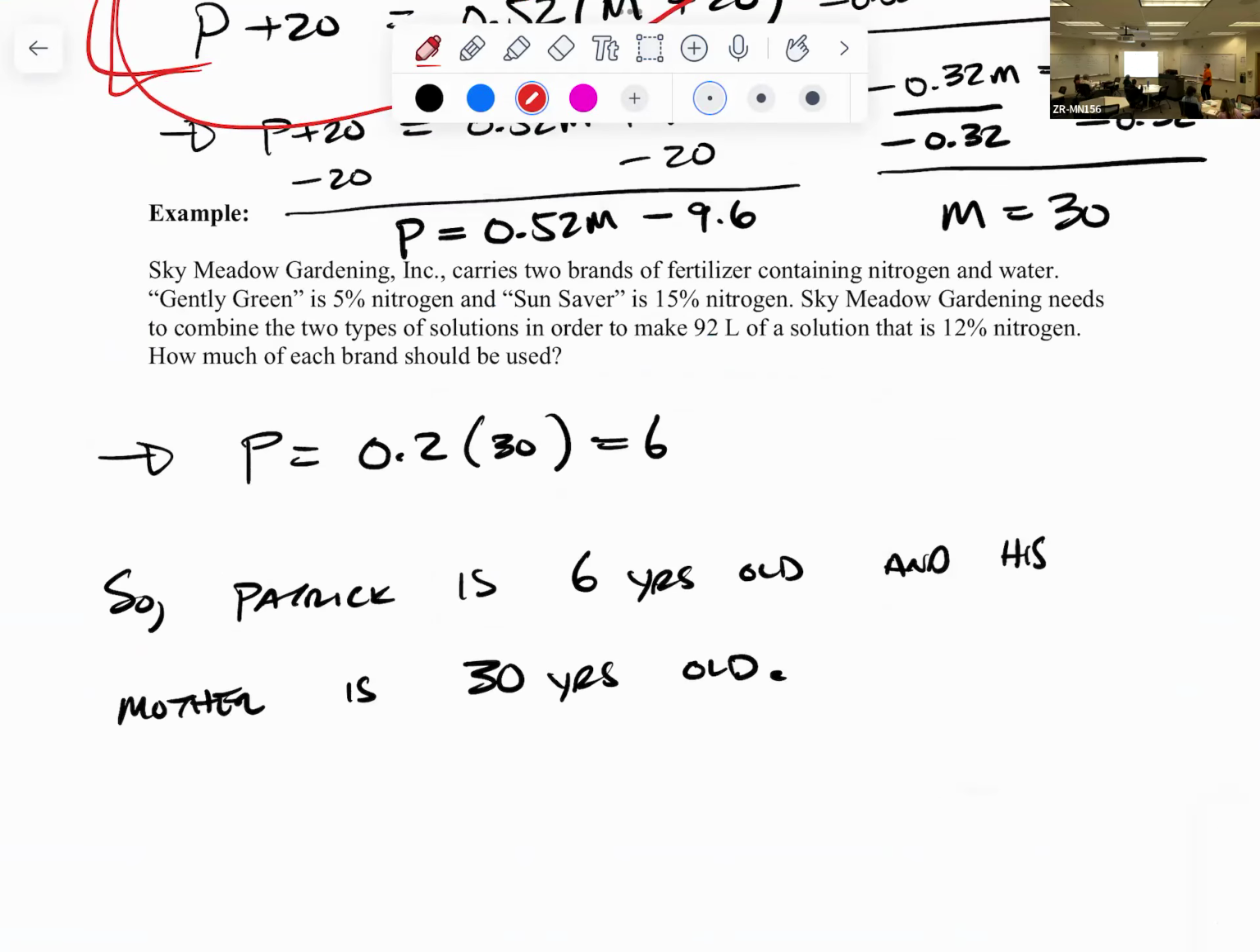All right, one more here. Sky Meadow Gardening Inc. carries 2 brands of fertilizer containing nitrogen and water. Gently Green is 5% nitrogen and Sunsaver is 15% nitrogen. Sky Meadow Gardening needs to combine these 2 types of solutions in order to make 92 liters of a solution that is 12% nitrogen. How much of each brand should be used? Just like the garden on fire.